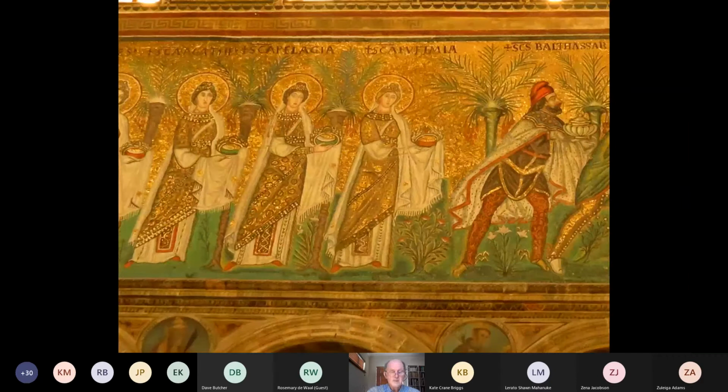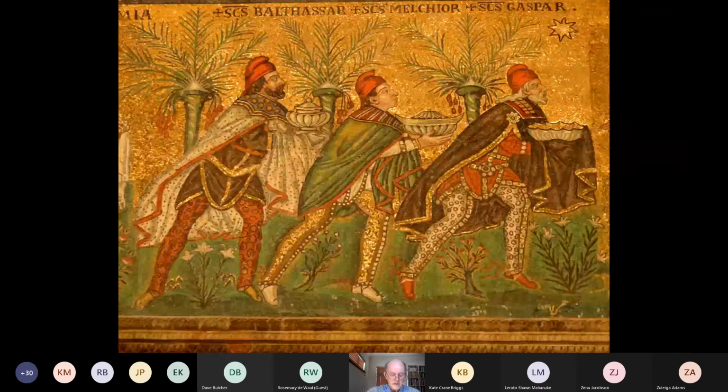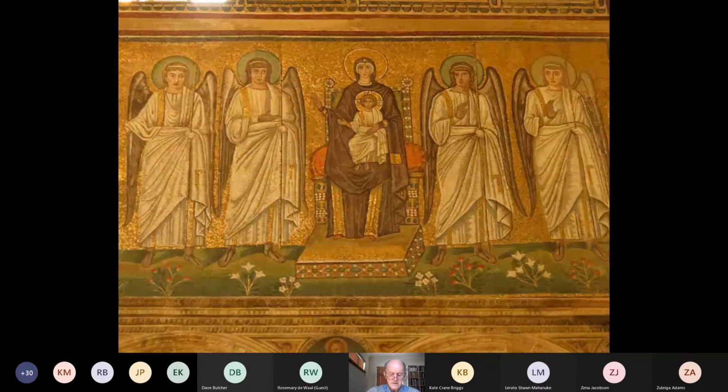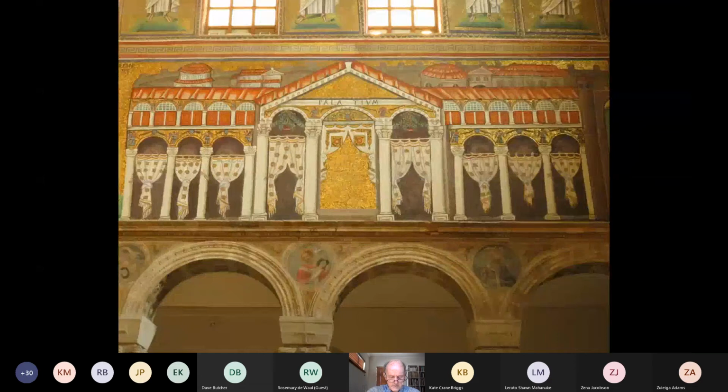And just before the apse, they join the three kings. And look how their bodies lean forward. They reach forward with their gifts, increasing the sense of expectation. And now in the choir, the still angels on each side of the Virgin and Child. This sequence is echoed on the other side.